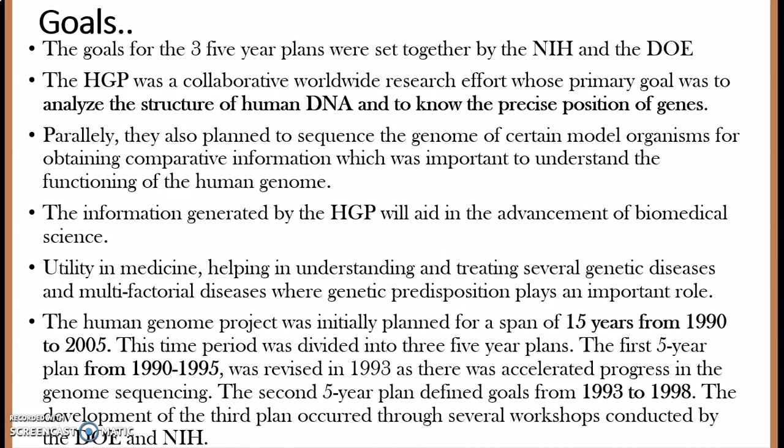The Human Genome Project was initially planned for a span of 15 years from 1990 to 2005. This time period was divided into 3 5-year plans that we have already discussed previously. The first 5-year plan from 1990 to 95 was revised in 93 because the goal of this 5-year plan was established early. So it was revised in 93 and there was an accelerated progress in the genome sequencing. The second 5-year plan defined goals from 93 to 98. The development of the third plan occurred through several workshops which were conducted by the Department of Energy and National Institute of Health, United States.